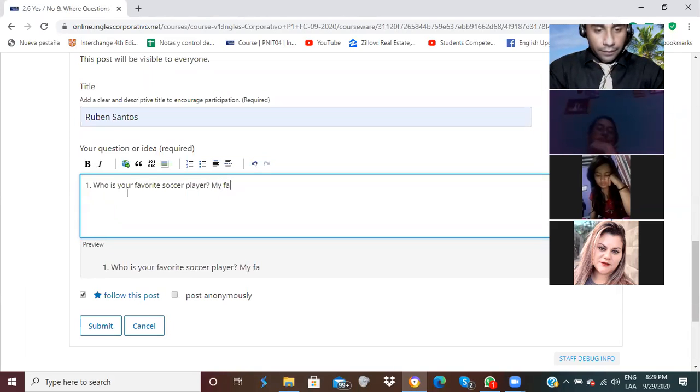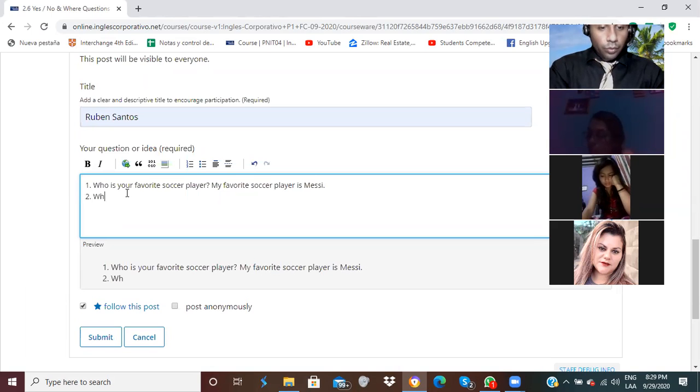My favorite soccer player is Messi. Number 2, where do you live? Where do you live? Not live, live. Where do you live? I live in Escalon.